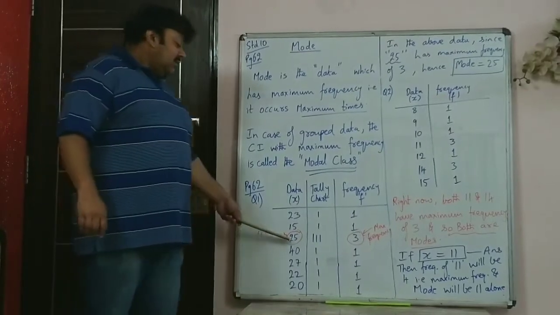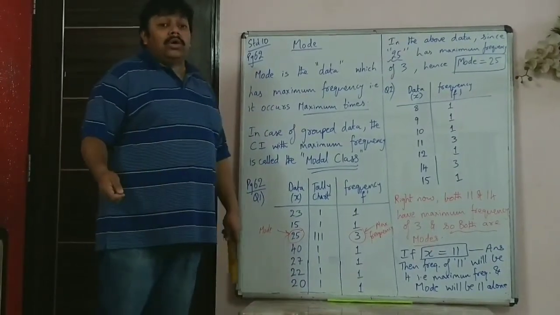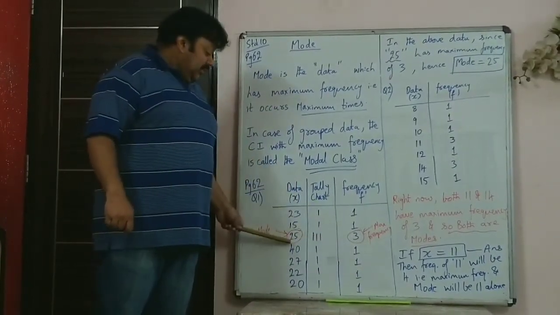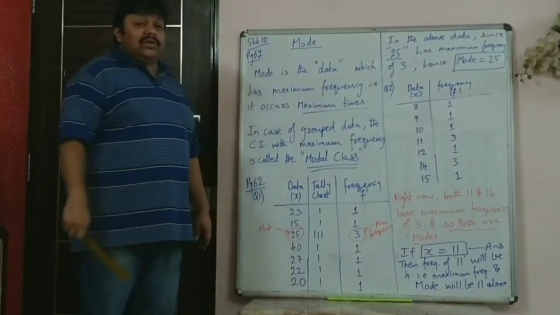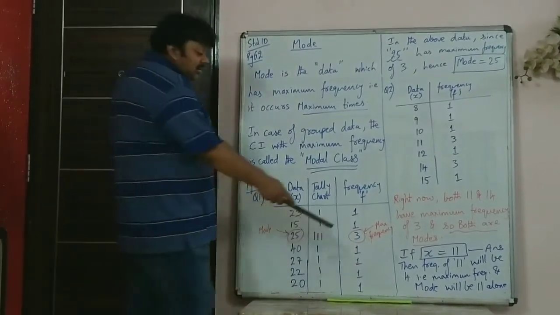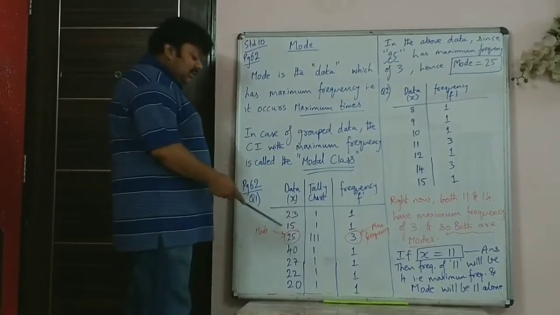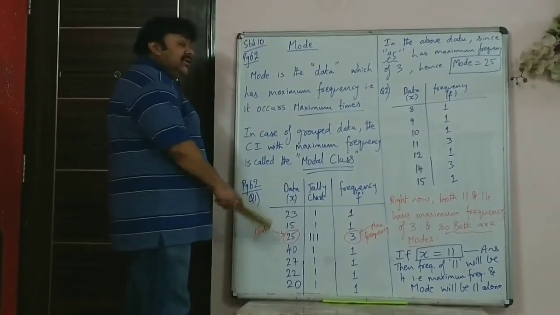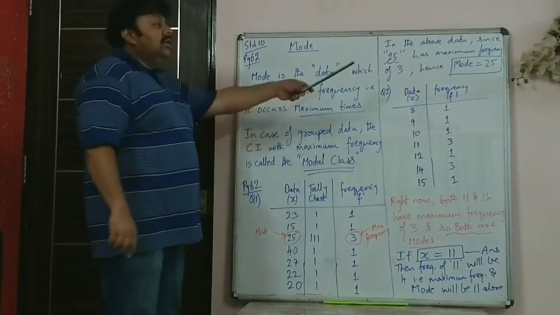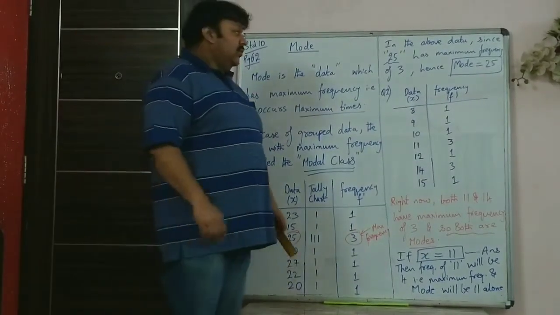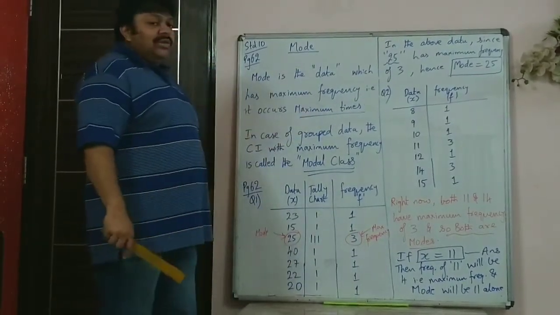So from that we can say that 25 is the mode, the data which has the maximum frequency. Don't write 3 is the mode, 3 is the frequency. Mode is not the frequency. Mode is the data which has the maximum frequency. So mode is 25.